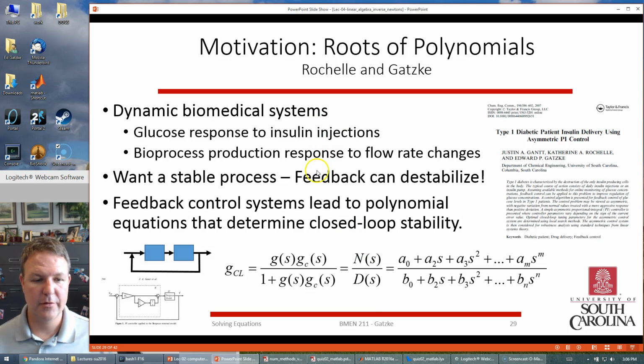And here's one with a student looking at a biomedical problem where we were looking at control. We have diabetic patient insulin delivery. We have a model and we're trying to figure out how much insulin to give to that patient. We set it up with a special type of Laplace transform model, which looks a lot like the polynomials we've been talking about. You have to solve for the roots because that determines stability of the system. Do you blow up your patient or kill your patient by giving too much insulin or not enough insulin? That depends on how you set up the system.